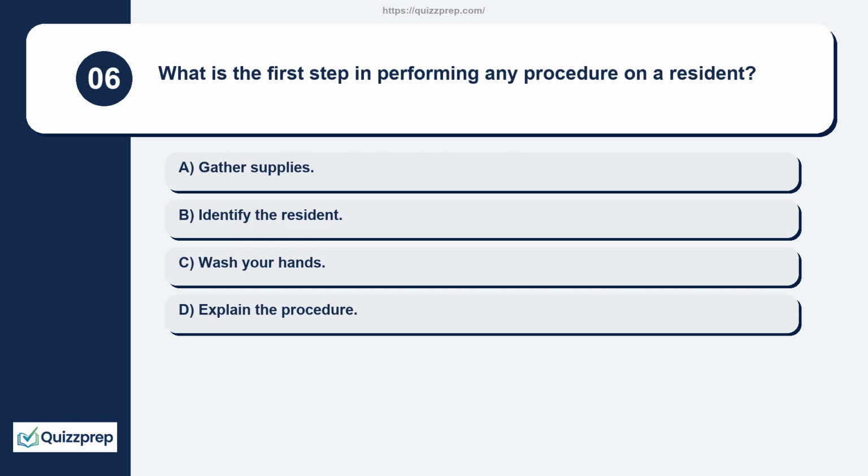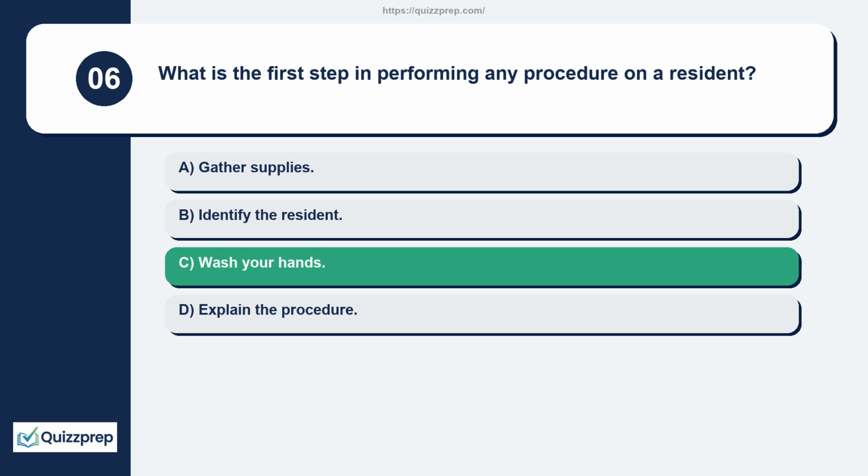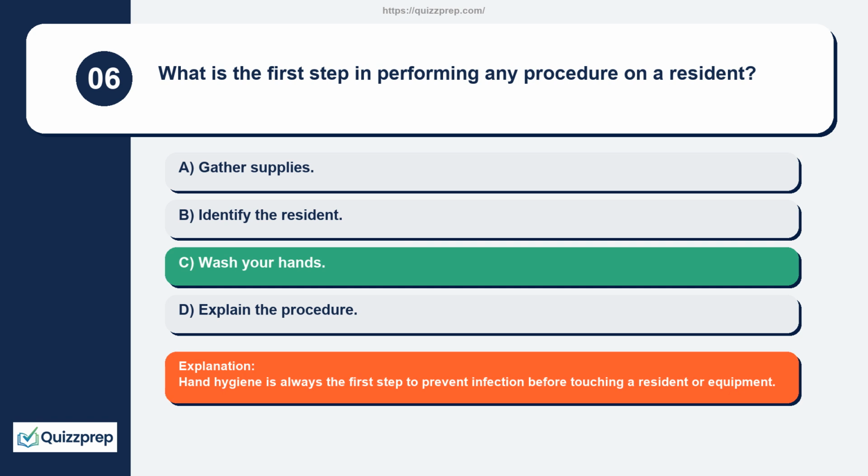Question 6. What is the first step in performing any procedure on a resident? Gather supplies. Identify the resident. Wash your hands. Explain the procedure. Hand hygiene is always the first step to prevent infection before touching a resident or equipment.